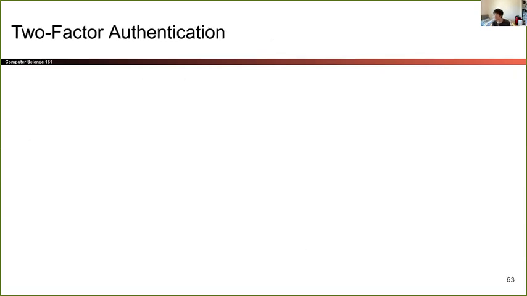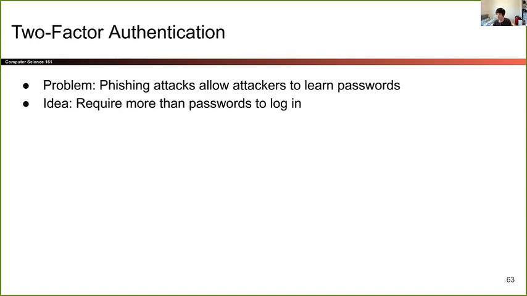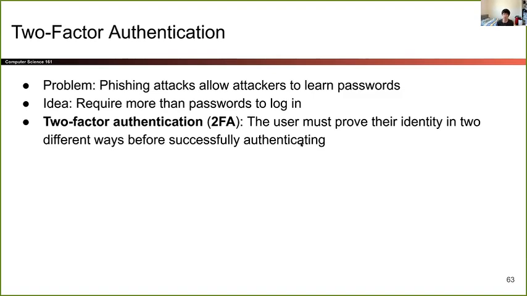There are defenses in place. The main one here is two-factor authentication. For phishing, usually attackers are after passwords because they allow the attacker to log in as the user. So if we have some sort of security measure in place to require more than just passwords, then we can start to defend against these attacks. So when we talk about two-factor authentication, or 2FA, we say that the user has to prove their identity in not just one way, but two different ways before they actually authenticate.